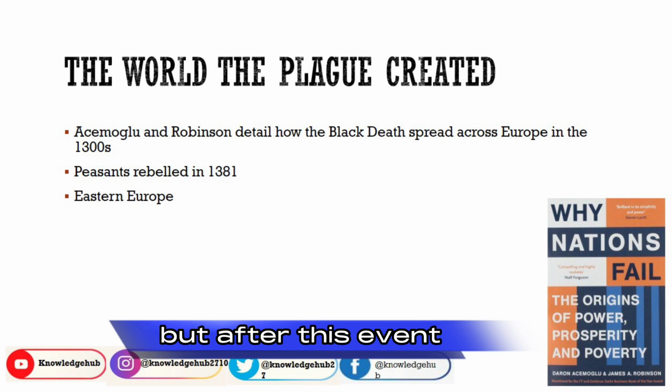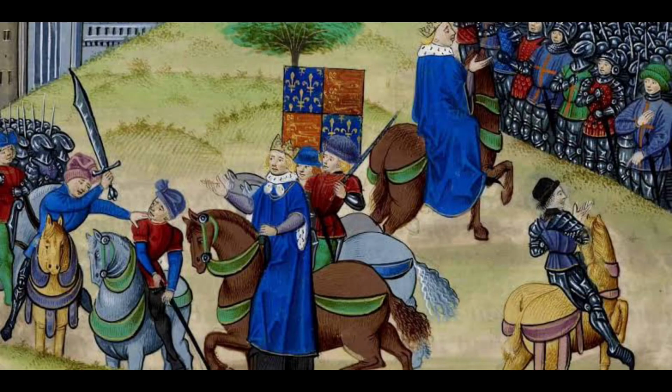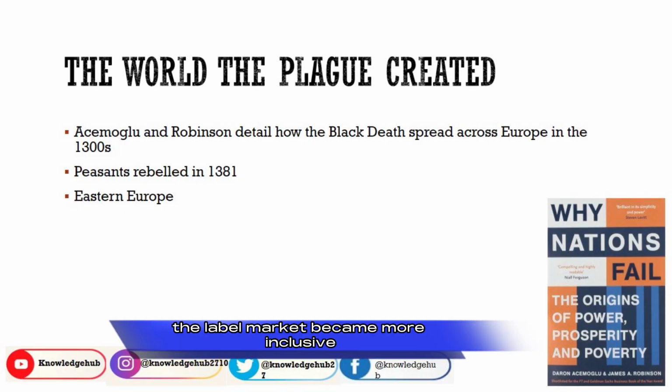But after this event, so many people died and there was a labor shortage in England. So in England, the peasants who survived started gaining more bargaining power because they were fewer in number. So they started demanding higher wages. The English government tried to freeze the wages and imprison the workers who were rebelling, but it was impossible because in response the peasants rebelled in 1381 and the government withdrew these policies. So in return, the labor market became more inclusive.